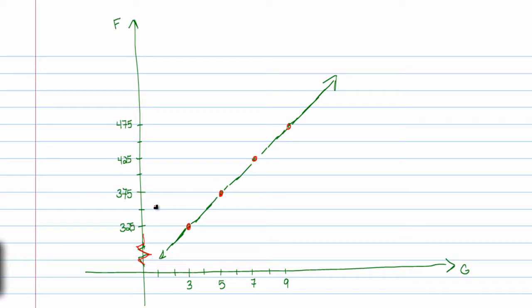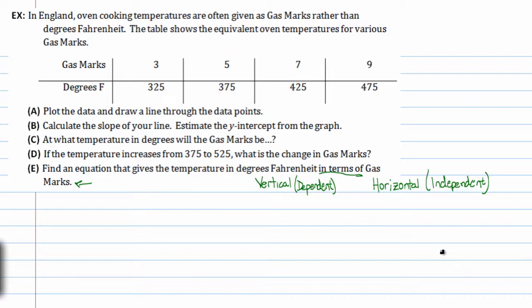So the first goal has been completed. We've plotted the data points and drew a line through them. Okay. Now let's go ahead and calculate the slope of this line. And I don't even need to look at the line for that because I have my points right here. I'm just going to grab two of them. Let's grab the one that says 3, 325 and 5, 375.